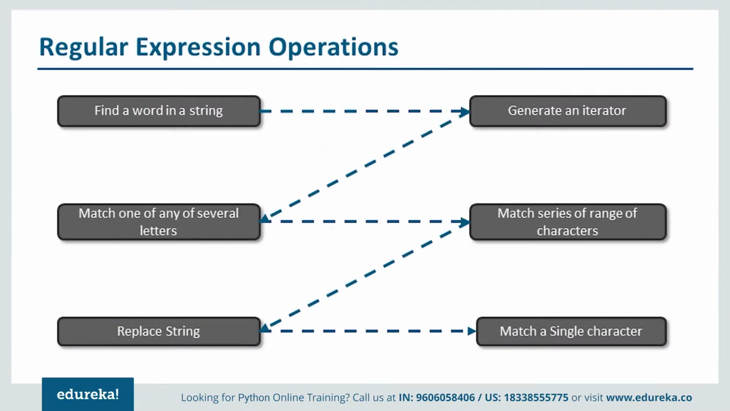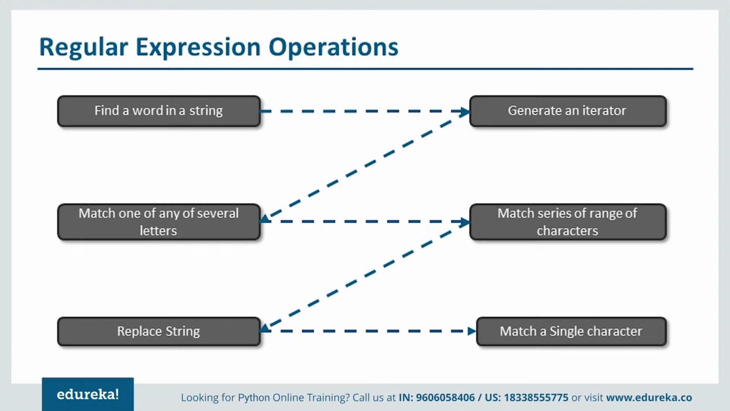Typical operations of a regular expression work this way. First of all, you find a word in the string. So you generate an iterator which will find that particular keyword or word in the string. Now you can match one or many letters, and do the matching for those.